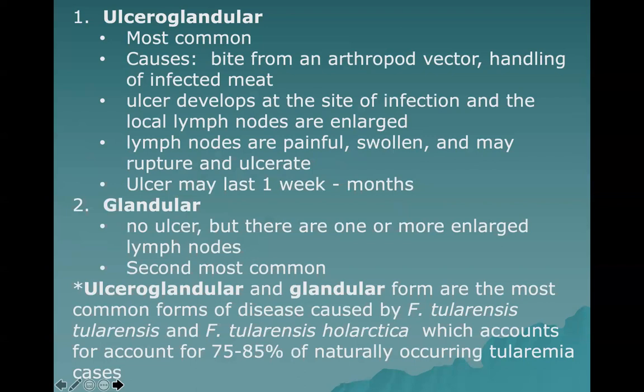Next is the glandular form. There is no ulcer, but there are one or more enlarged lymph nodes. This is the second most common form of tularemia in humans. These ulceroglandular and glandular forms are the most common forms of disease caused by Francisella tularensis, subspecies tularensis and holarctica, which accounts for 75 to 85% of naturally occurring tularemia cases in humans.